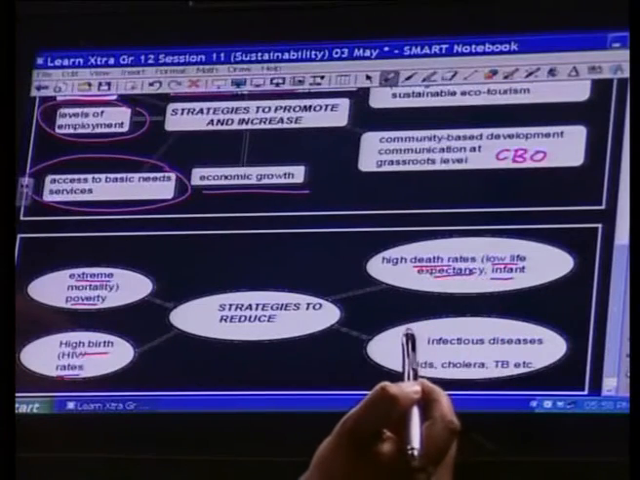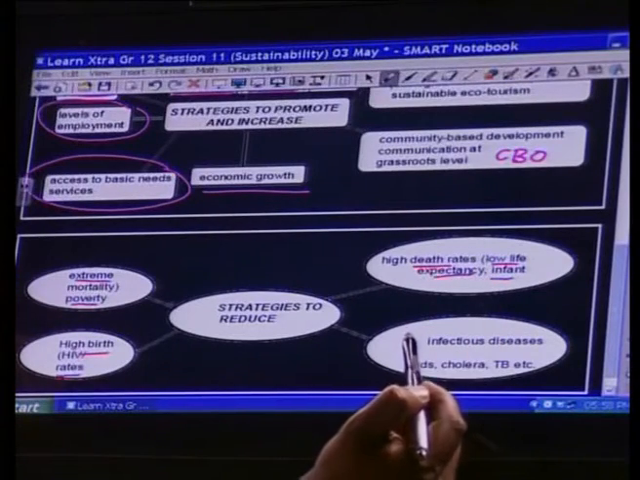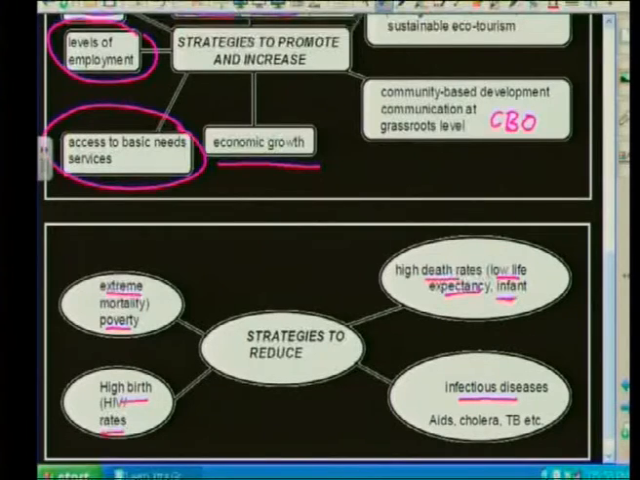Infant mortality rates. Infant mortality rates is the high death rates at birth. Most of our country is ill-equipped, and therefore strategies need to be in place in order to ensure that infant mortality rates, or the death at birth, is decreased. Infectious diseases, for example, AIDS, cholera, and tuberculosis or TB. These factors contribute negatively to rural development strategies.